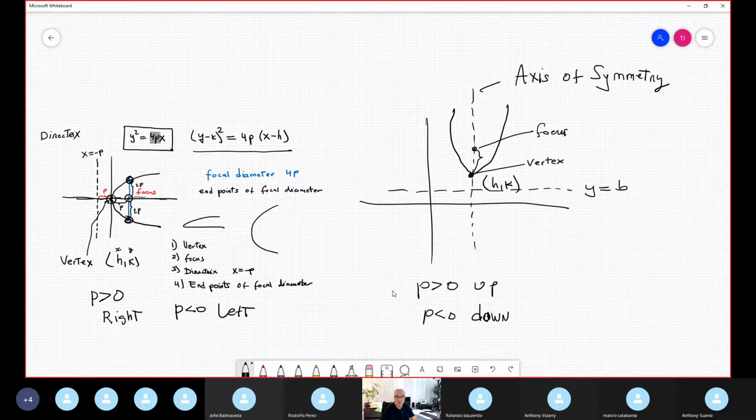It's super easy to find that. And this is the same distance for the directrix. This is the same distance, P. I'm going to find how open or narrow or wider our parabola is. You find the focal diameter and you find the endpoints of the focal diameter. Clear? Any question?